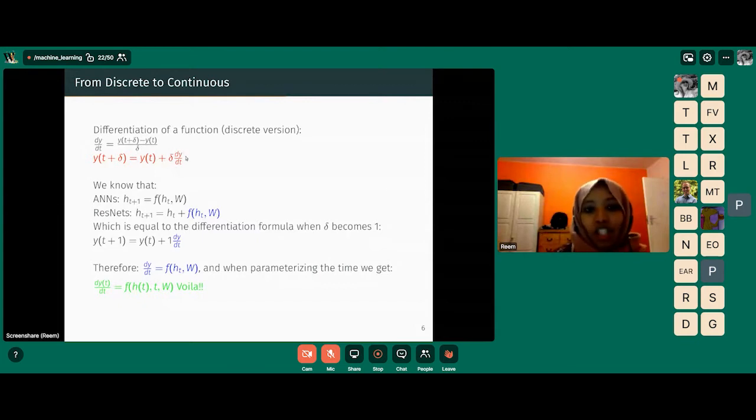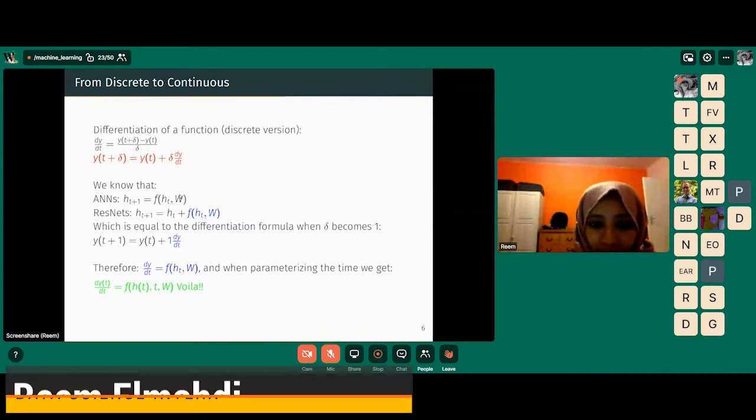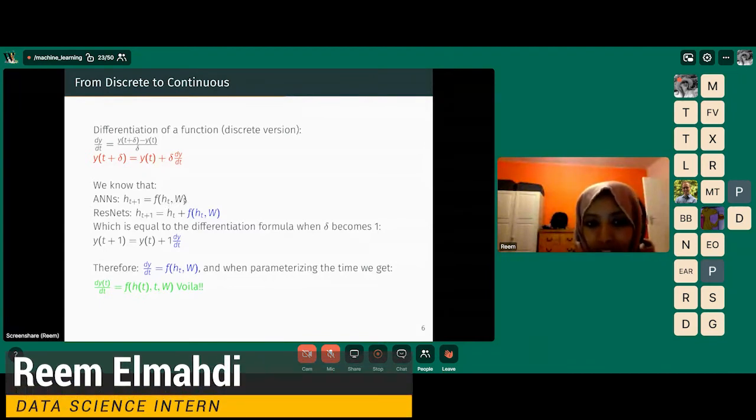Now, if I rearrange this equation, we get y of t plus delta, which is the new state of the system. If you think of this as a system of equations that changes over time, the new state of the system will be given by the old state plus some delta change multiplied by the change of the function, okay?